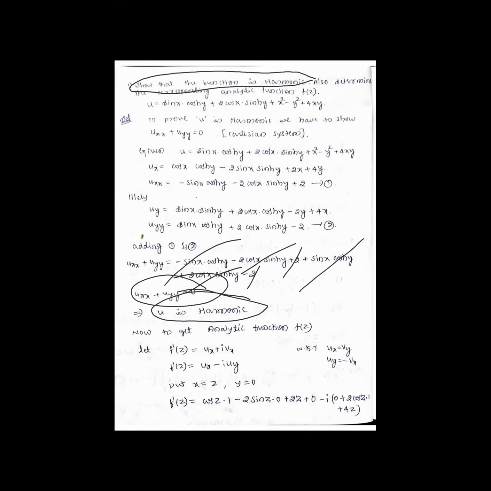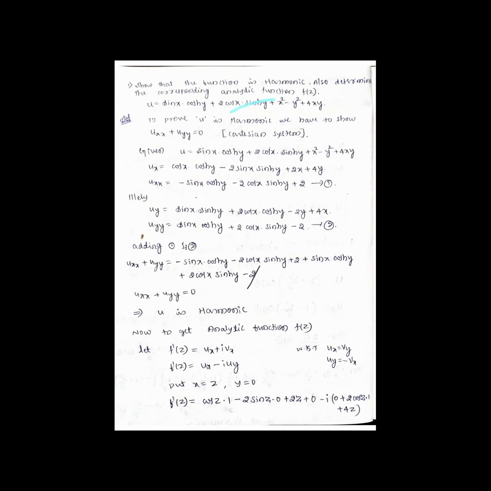Next, we will construct an analytic function. Analytic function means we want both u and v, in the form u plus iv, which may be f of z. So let us go for it.